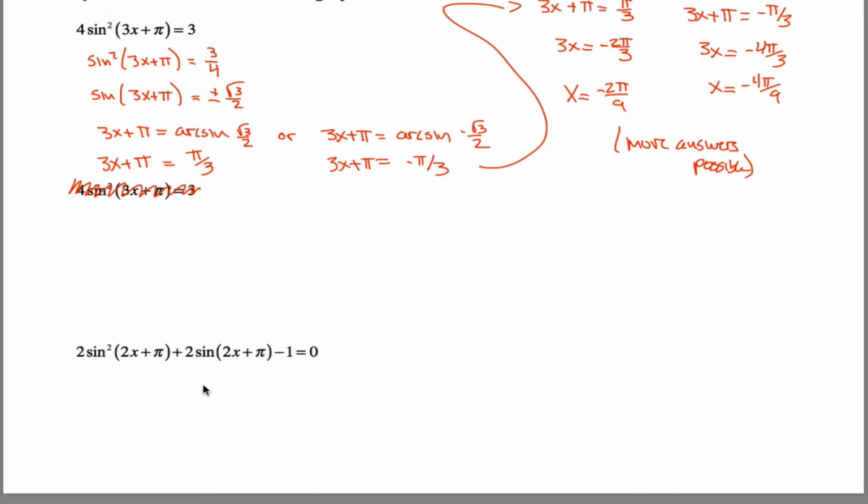All right. Here's the last problem here. This one, again, I don't expect anybody to be able to solve, but there is a way to solve this. It turns out this factors. This factors into 2 sine of 2x plus pi plus 1, I think that's right, times sine of 2x plus pi minus 1.